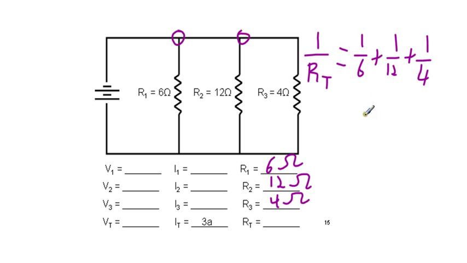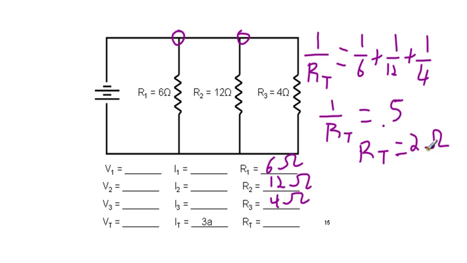And what you should get for this is 1 over RT is equal to 0.5, which means that our total resistance is equal to 2 ohms. And remember, the total resistance for a simple parallel circuit should always be less than the smallest resistor. We look at here 4, 12, and 6, and we have a total of 2, so we are good. So 2 ohms for the total resistance.